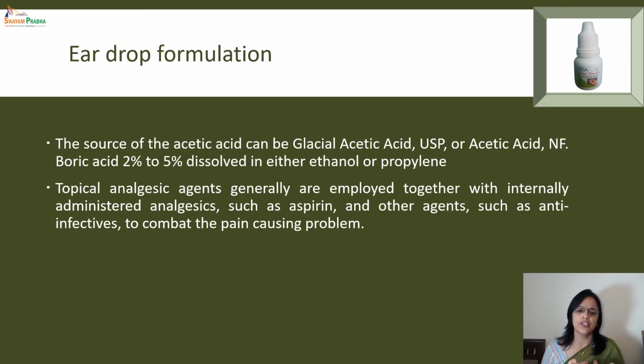Now, the source of acetic acid. What is the source of acetic acid? It can be glacial acetic acid, USP, or acetic acid, NF. Boric acid 2% to 5% dissolved either in ethanol or in propylene glycol is recommended. Now, the topical analgesic agents generally are employed together with internally administered analgesics such as aspirin and other agents.